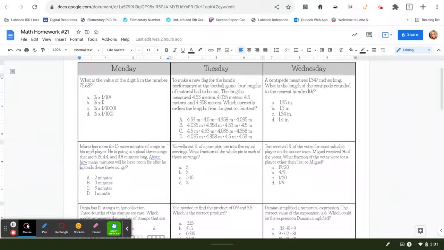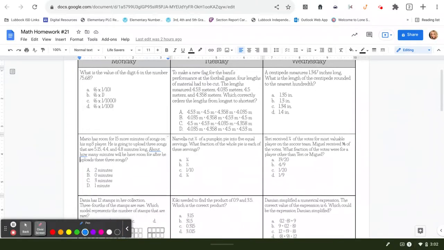Okay, looking on to Tuesday. To make a new flag for the band's performance at the football game, 4 lengths of material had to be cut. The lengths measured 4 53/100 meters, 4 35 thousandths meters, 4 5/10 meters, and 4 358 thousandths meters. Which correctly orders these lengths from longest to shortest?